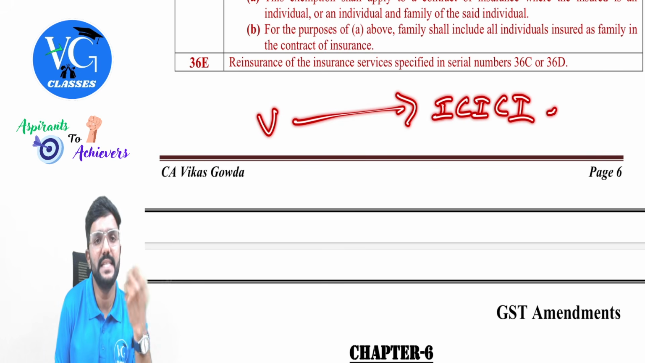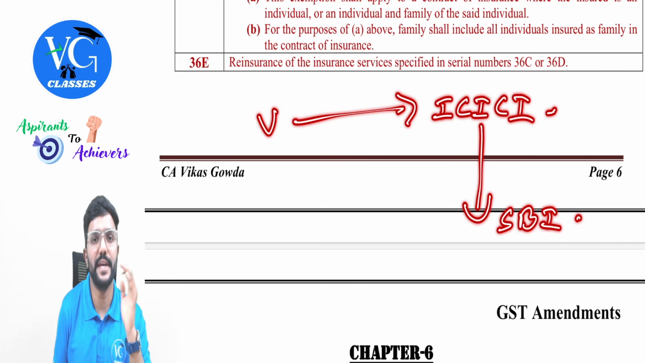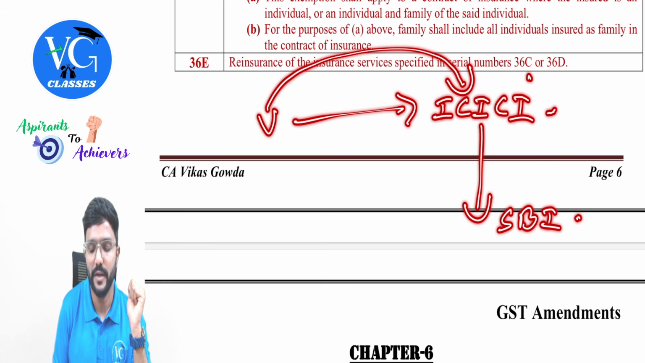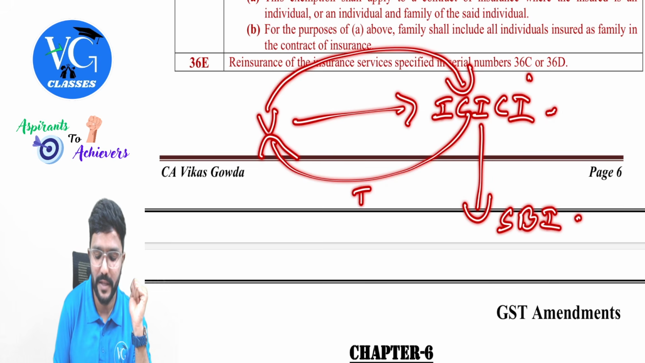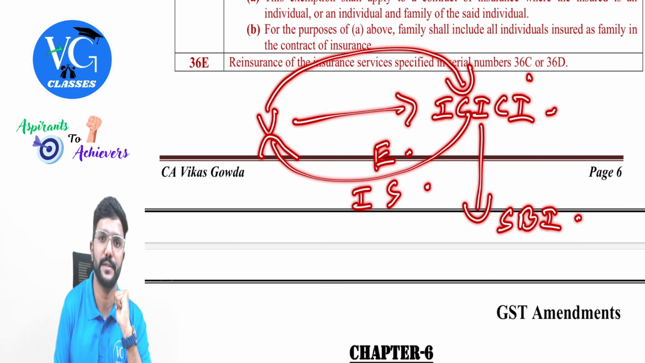ICICI is not able to bear the entire risk. They are reinsuring this with, assume, SBI. Now I would be paying premium to whom? ICICI. And ICICI is providing the insurance services to Vikas. Is that exempt, guys? Yes.